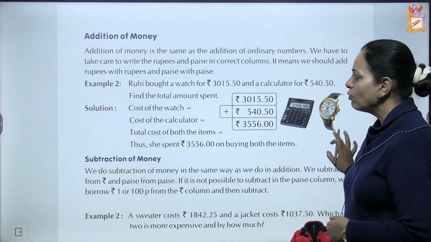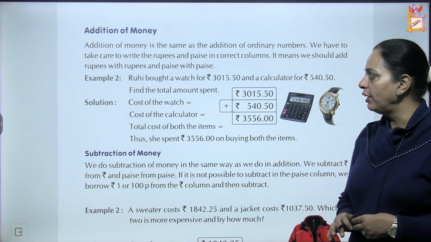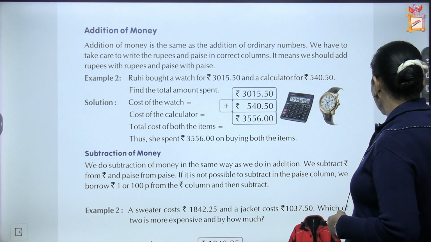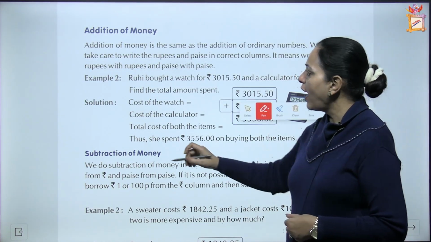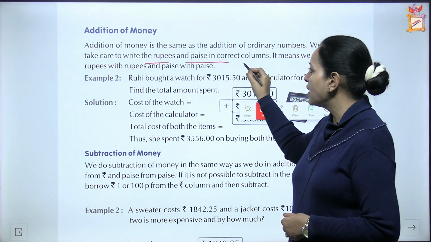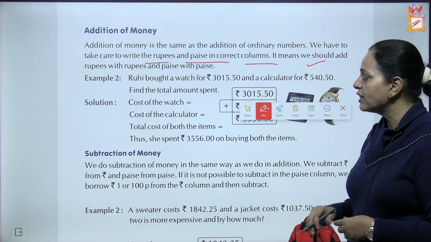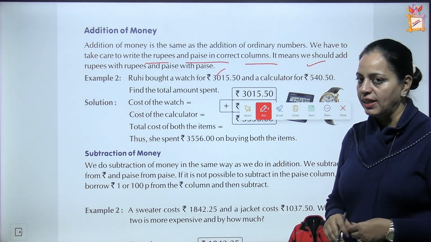Now, next we are talking about addition of money. Addition of money is the same as the addition of ordinary numbers. We have to take care to write the rupees and paise in correct columns. It means we should add rupees with rupees and paise with paise.